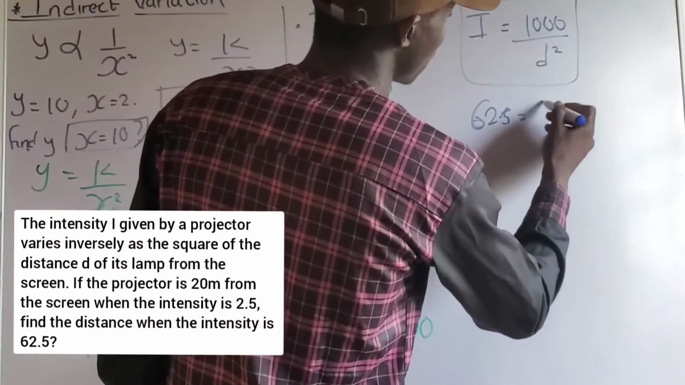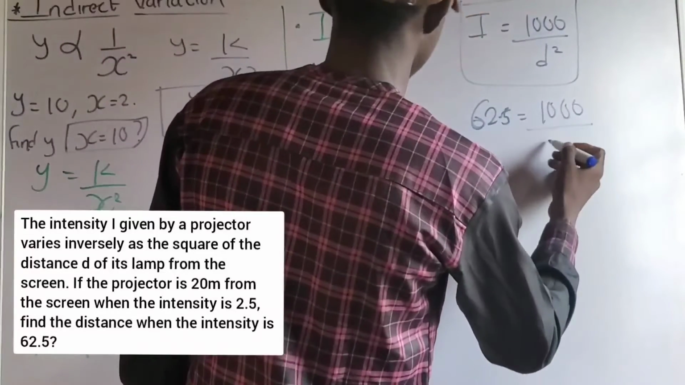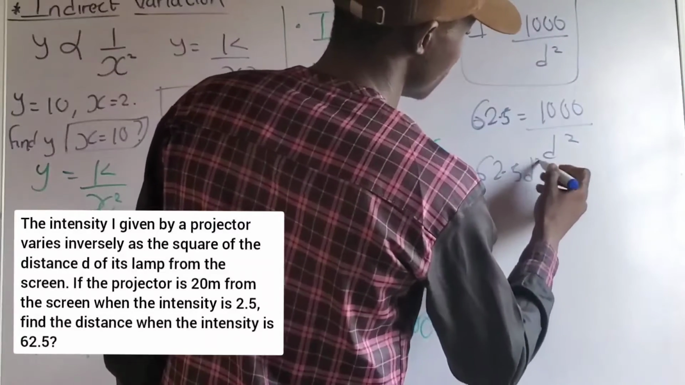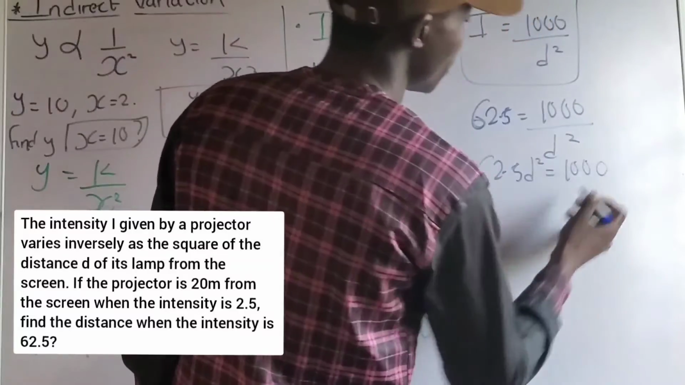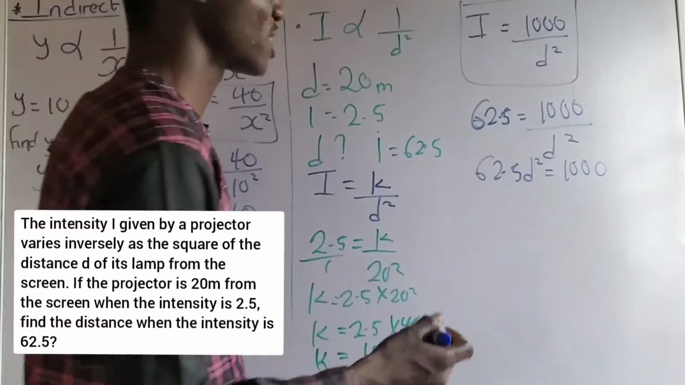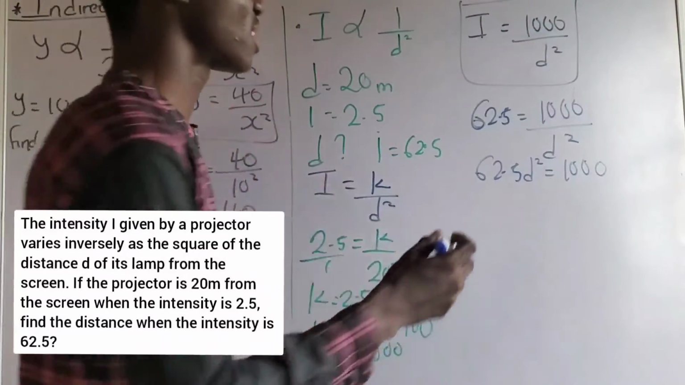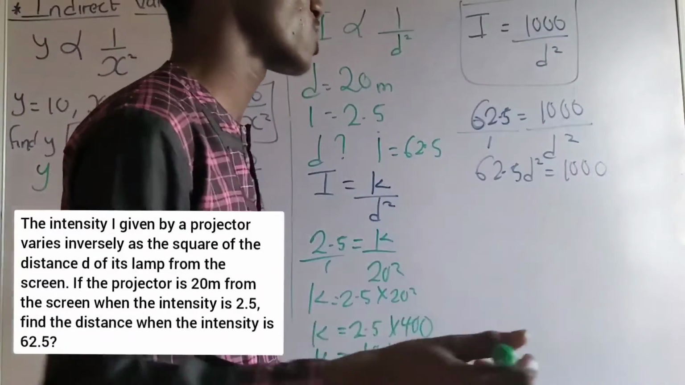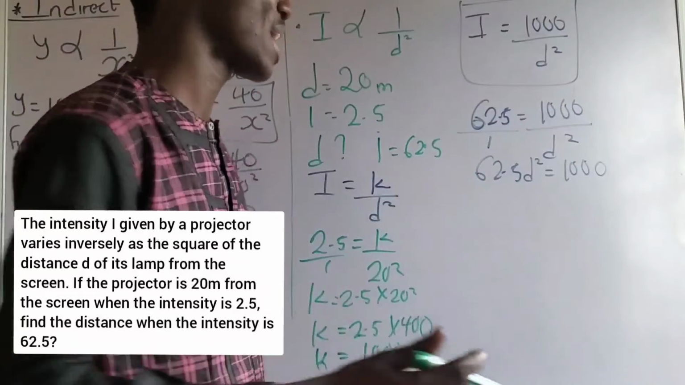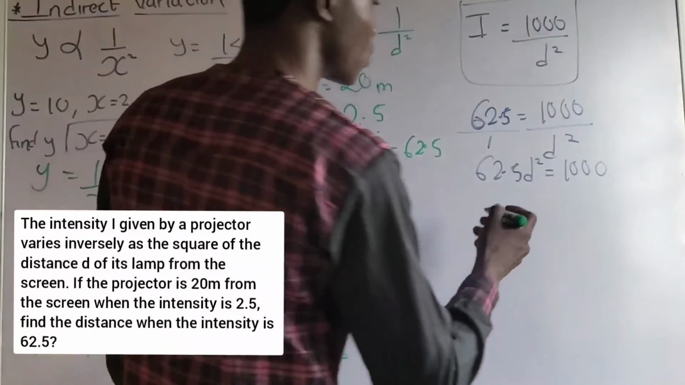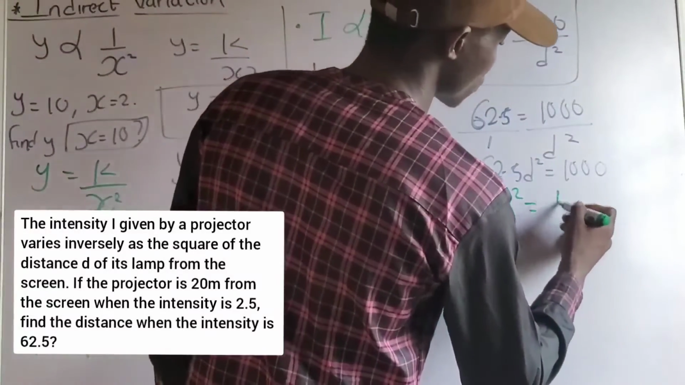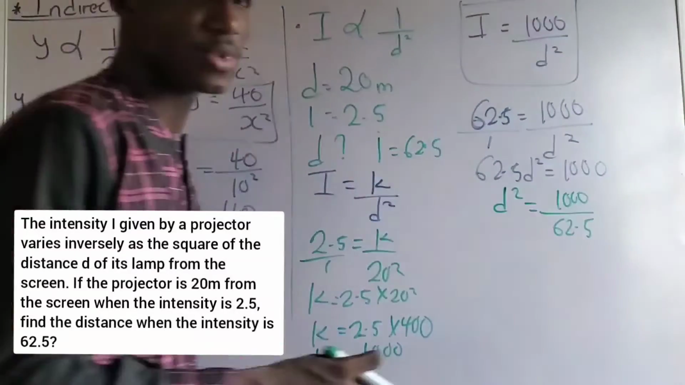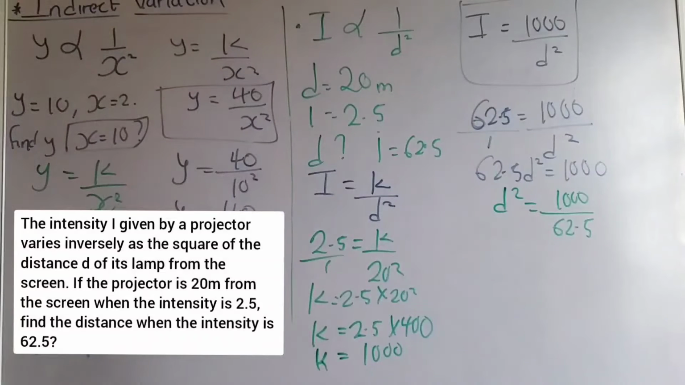So I'm going to have 62.5 equals 1000 all over D squared. So 62.5 D squared equals 1000. What I did was take the cross product, because 62.5 can be written as 62.5 over 1. If you take the cross multiplication, you are going to have 62.5 times D squared and 1000 times 1. Having gotten to this point, D squared equals 1000 all over 62.5. I'm very sure you understand it to that point.